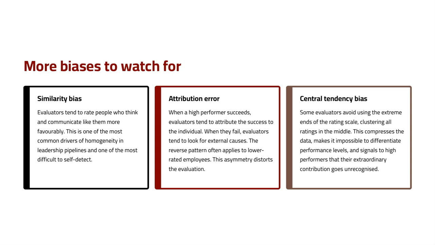Finally, central tendency bias happens when evaluators avoid the extremes of the rating scale, bunching everyone in the middle. This not only blurs the differences in performance, but also leaves top performers feeling undervalued because their exceptional work goes unrecognized. Understanding these biases is crucial for fair and accurate assessments.